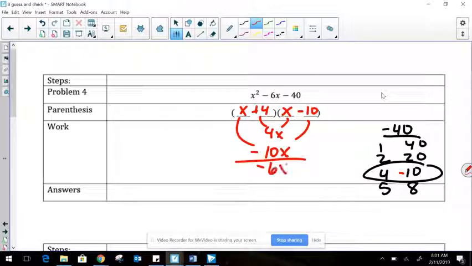When I add those up, they should equal negative 6. So then we are correct. That's our answer.